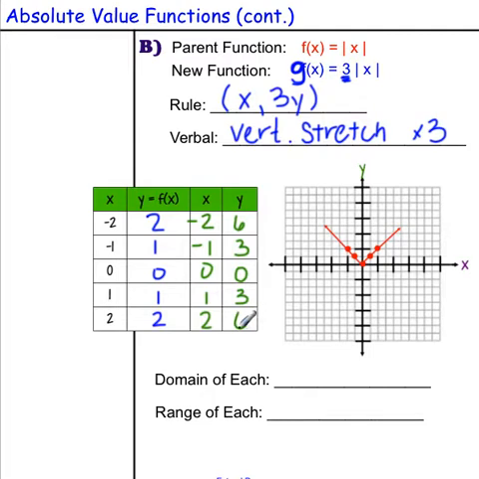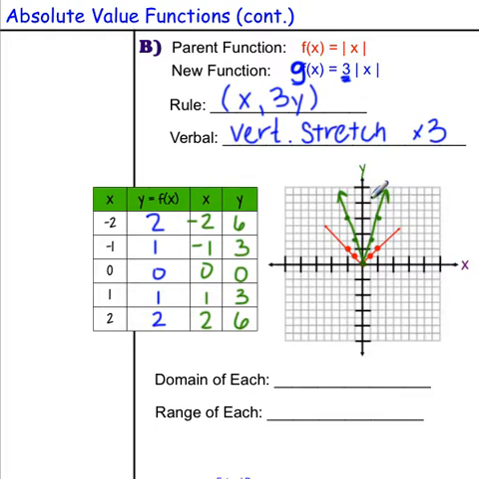So now we need to go ahead and graph those points. So I see -2, 6, -1, 3, 0, 0, 1, 3, and 2, 6. So then we can go ahead and graph our lines on our function. And we have a steeper V, which means vertically we stretched it, which makes it taller.